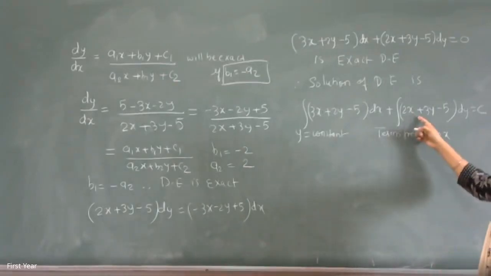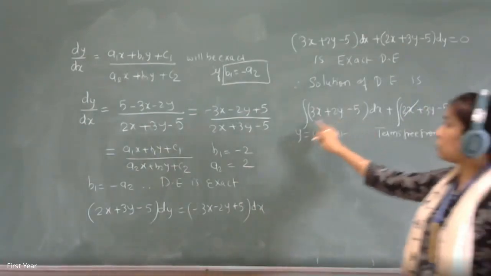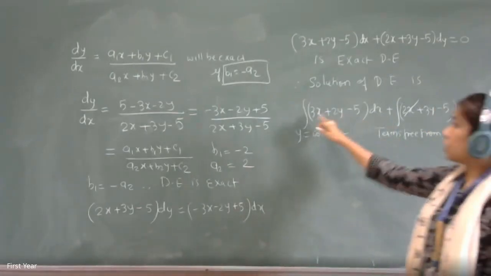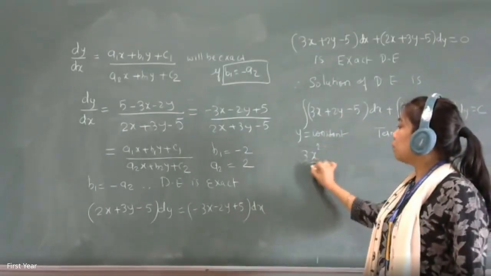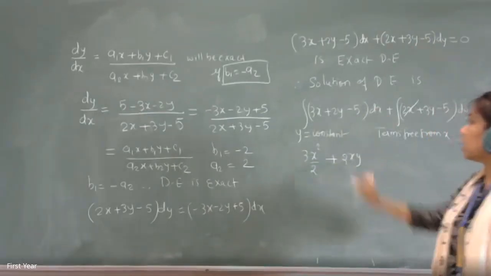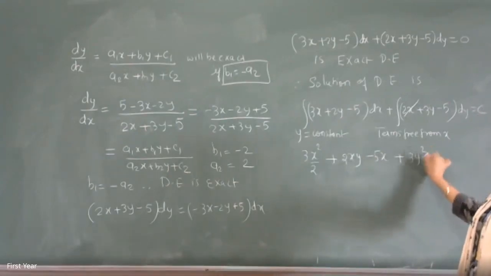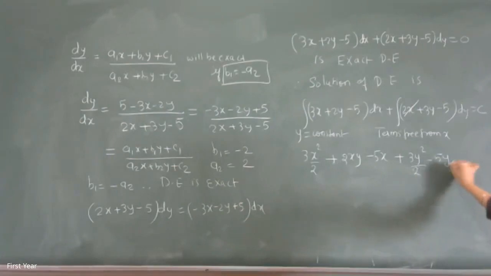So which is the term which has x? 2x is the term which has x. So remove it. And if both of them are not having x, they will remain as they are. There y is constant. Now do the integration. Integration of 3x is 3x square by 2. Yes. 3x square by 2, 2y is constant, so it will remain as it is. Integration of dx is x, minus 5x, plus 3y square by 2 minus 5y is equal to c.